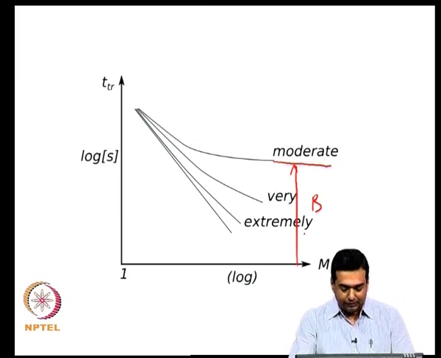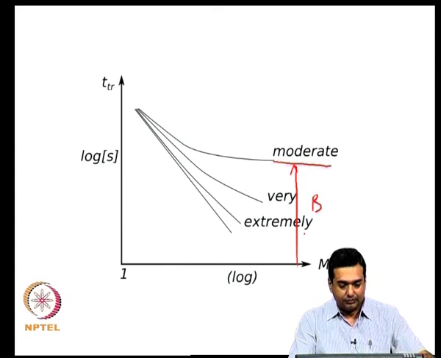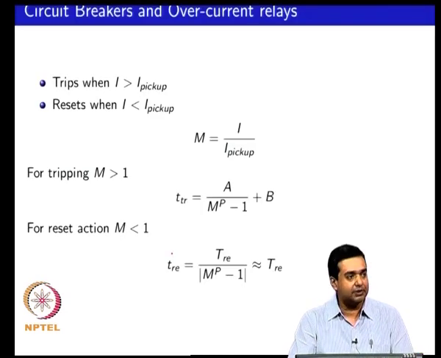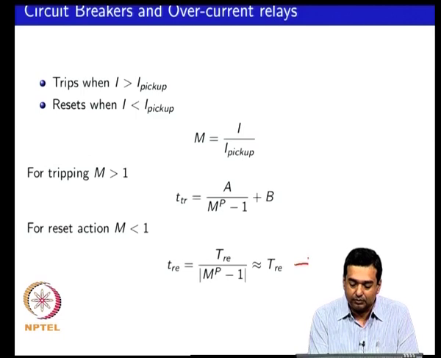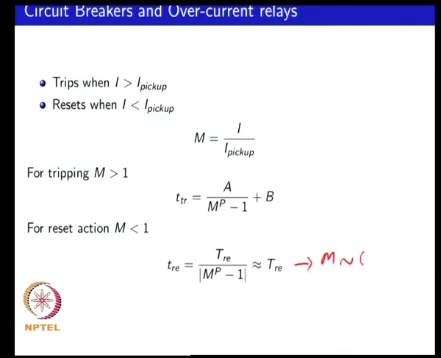Okay. If you look at the reset time of the circuit breaker, the reset time is also dependent on the ratio of current, but typically if you look at your nominal current that is flowing through your circuit, it might be much lesser than your pickup current. So, you can take m in that particular case under normal condition to be much smaller than 1, which means that t_re can be taken as roughly equal to capital T_re for m close to 0.